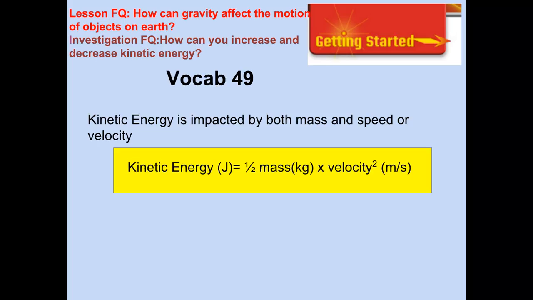All right, and then as we move ahead, we have one vocab thing to add, just the equation for kinetic energy. Realize that kinetic energy is impacted by both mass and speed or velocity, and the equation is kinetic energy, which is measured in joules, equals 1/2 the mass times velocity squared. So it's a little bit more complicated. Half the mass times velocity squared.